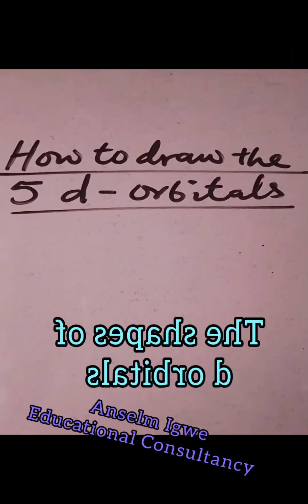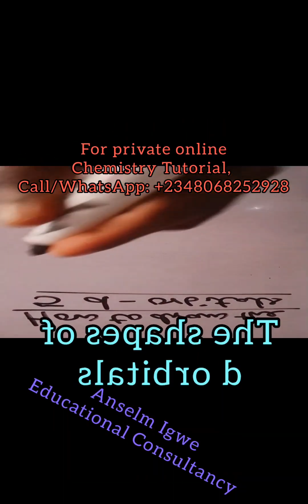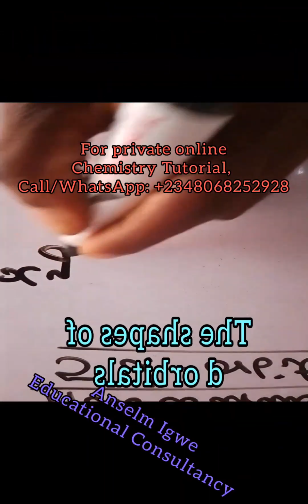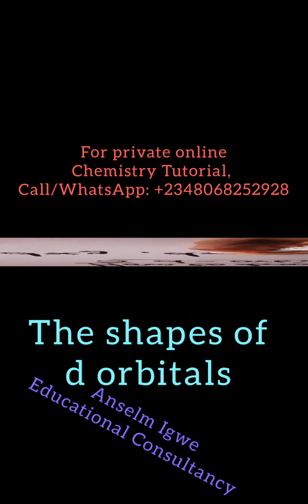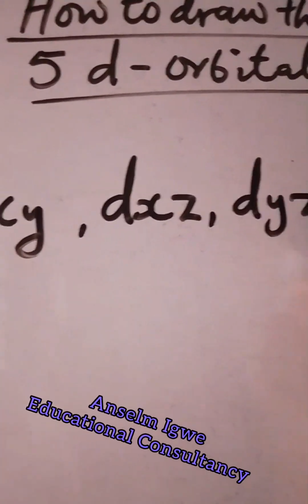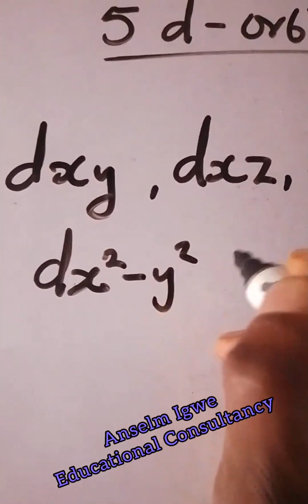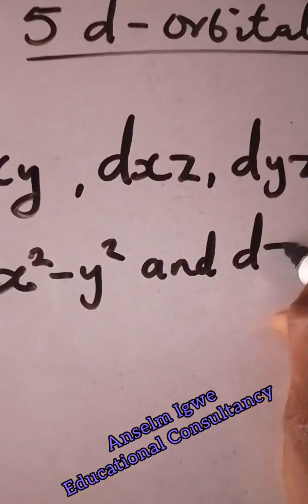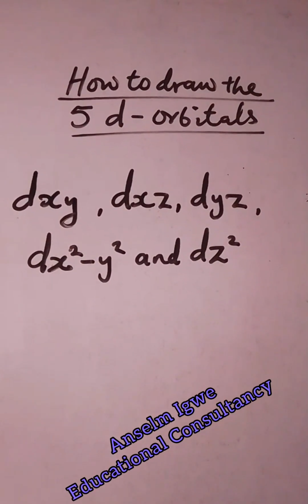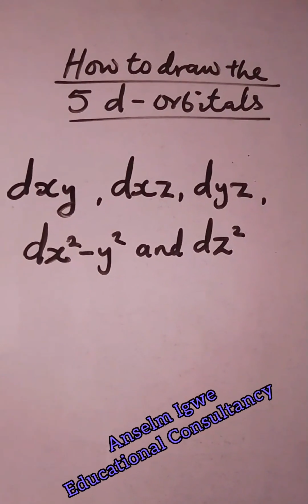In this video, I will be explaining how to draw the shapes of the 5 d orbitals. Actually, the d orbitals are 5 in number. They are dxy, dxz, dyz, dx²-y², and dz². So, I'll be explaining how to draw the shapes of these d orbitals. The logic behind the shapes is what you should focus on.